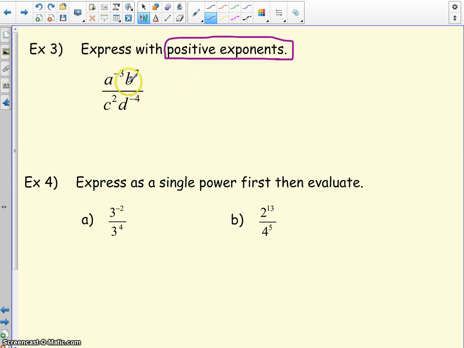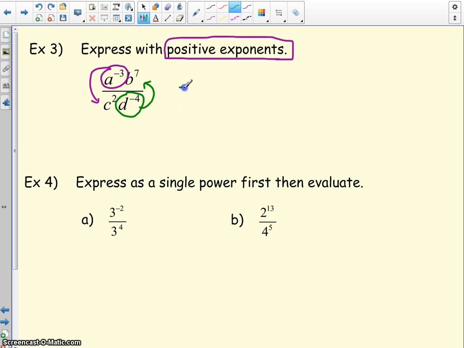So what we can do here, we have a to the negative 3. We want it to be a positive exponent. So if you want to think reciprocal, that also means moving it to the denominator of the fraction here. So we can take this a to the negative 3, move it down here, and now that exponent will be positive. Conversely, with this d to the negative 4, we can now move that up to the numerator to have a positive 4 instead of negative 4.